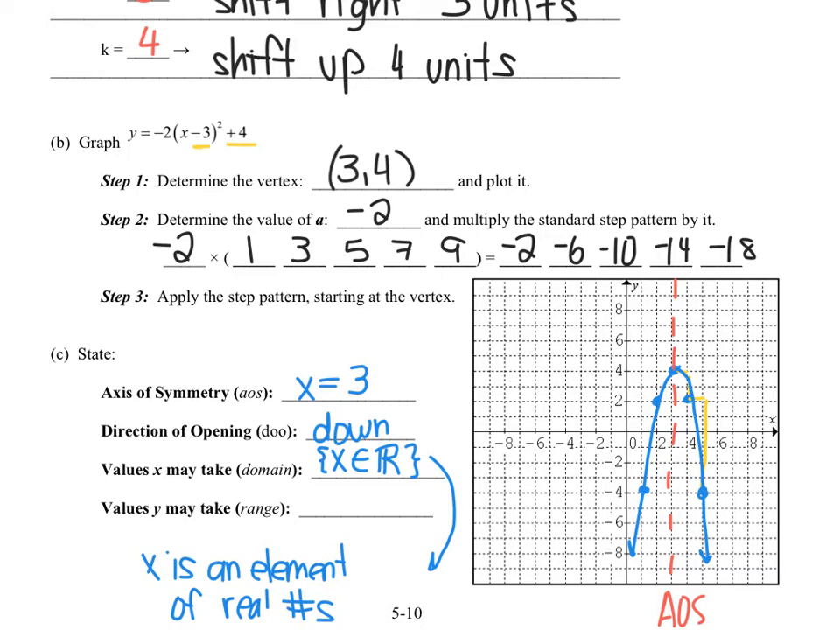Okay, and by real numbers, that means it can be a whole number, it can be a decimal that terminates or that runs on forever, it can be a fraction, it can be positive, it can be negative, it can be 0, it can be anything. Okay, there's no restrictions for the x values.